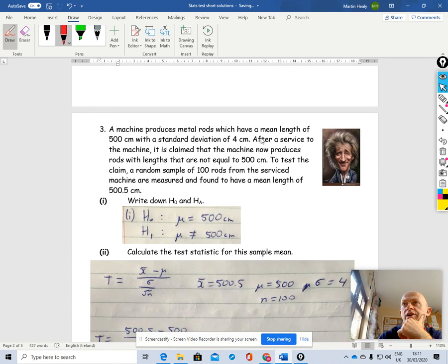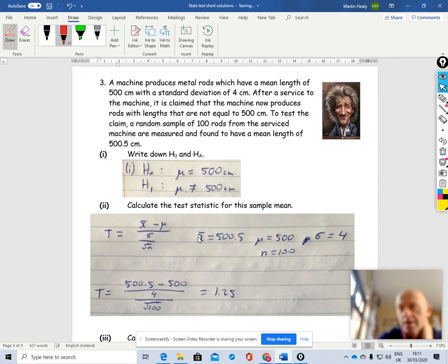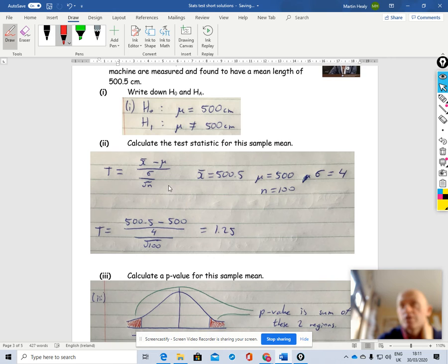Now this one here is obviously sample means, random sample and measured amount of a mean length. So we're asked to write down H0 and HA. So we go with nothing has been changed here. The mean is actually equal to 500 centimeters, and the alternative hypothesis is the mean is not equal to 500 centimeters. For sample means, we use the test statistic. So T turns out to be, using a formula from your maths tables again, 1.25.